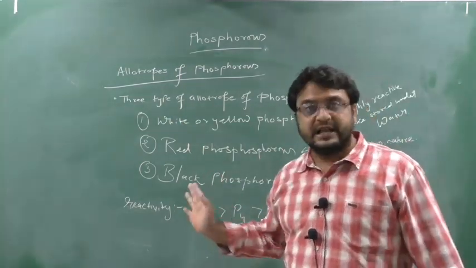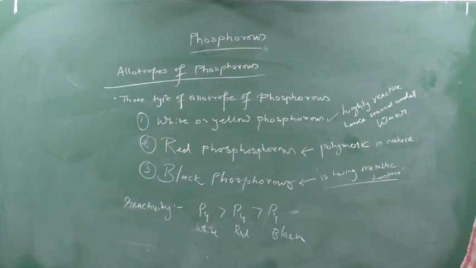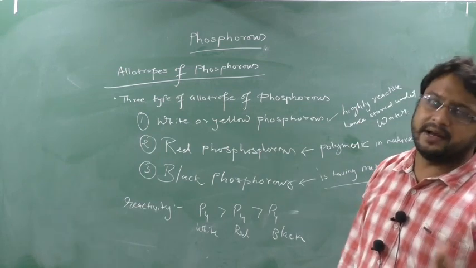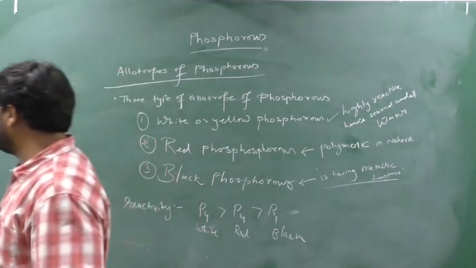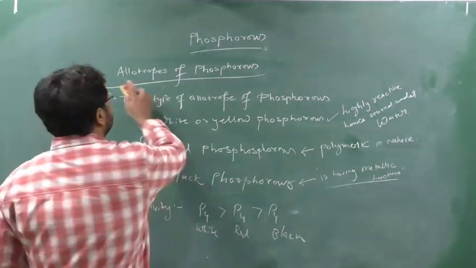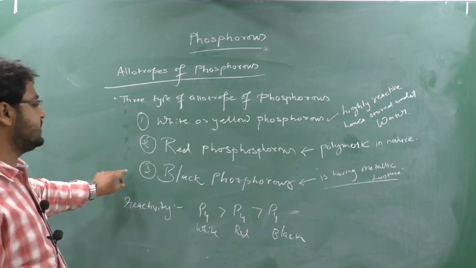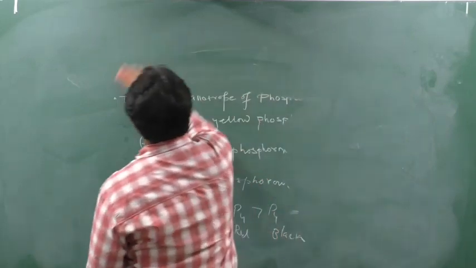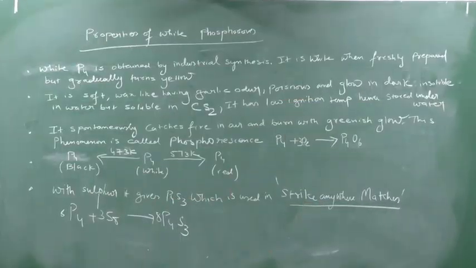Clear? And due to this layer structure, black phosphorus has one very important property: being a non-metal, it possesses a metallic luster, meaning it will shine. Clear this part? Now we are going to the next topic, the properties of white phosphorus. First I will discuss white phosphorus, then red, then black. Clear? So write down, make a heading: properties of white phosphorus.